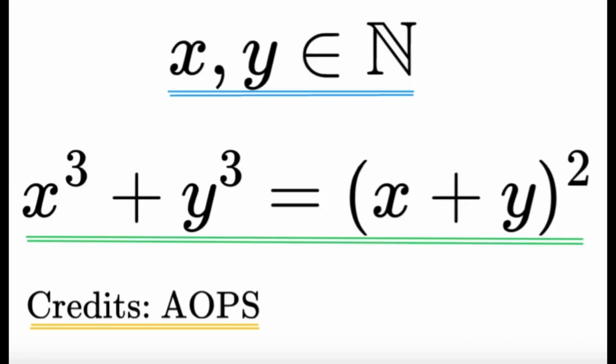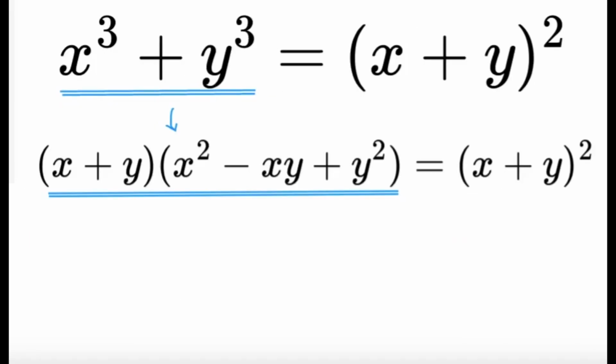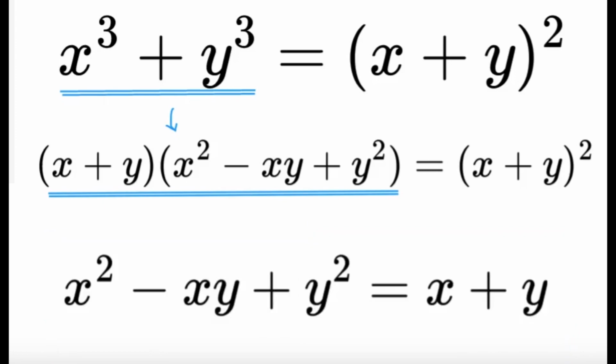Now, we know that x and y are natural numbers, so they're both at least 1. So x plus y, adding two natural numbers together, surely it's not 0, and surely it's going to be greater than or equal to 2, so we can safely divide both sides by x plus y and cancel one of the x plus y factors. Essentially we're just going to find values of x and y such that x squared minus xy plus y squared is equal to x plus y. So we're just going to deal with this equation and hope to get something from that one.